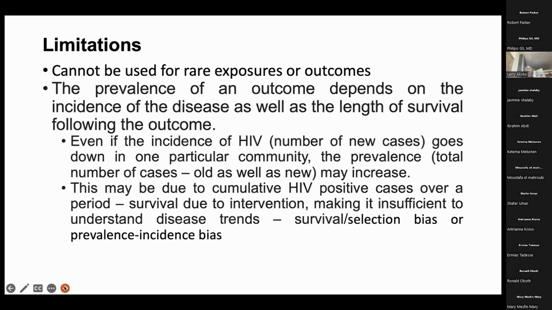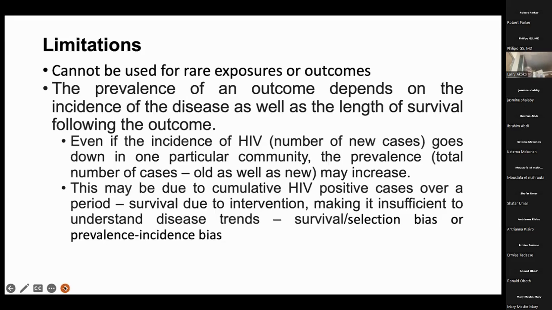The prevalence of an outcome depends on the incidence of the disease as well as the length of survival following the outcome. So for instance, even if the incidence of HIV, which is the number of new cases, goes down in one particular community, like we know that the global target for HIV is 90% of patients on ARV, 90% viral suppression, 90% tested. So we know that people are going to survive. So new cases are not going to be there. Since people are surviving, the prevalence is going up.